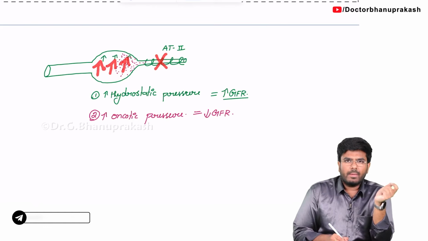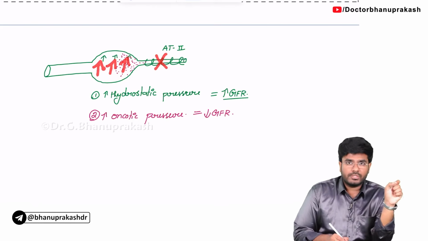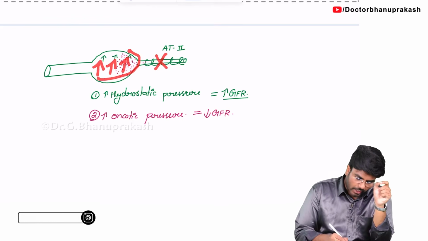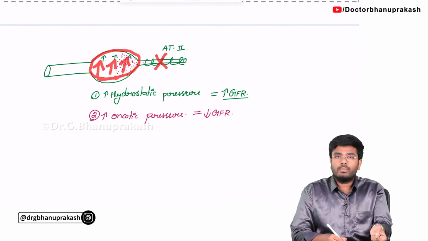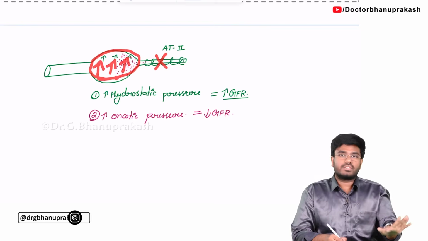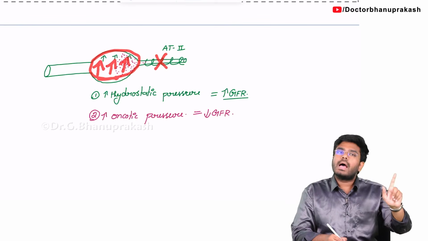So you tell me, blood always wants to go from high pressure to low pressure. Whenever there is already high pressure in this area, do you think the blood wants to go into the area where there is high pressure? No, blood doesn't want to go to the area where there is high pressure. Blood always wants to go from high to low pressure.